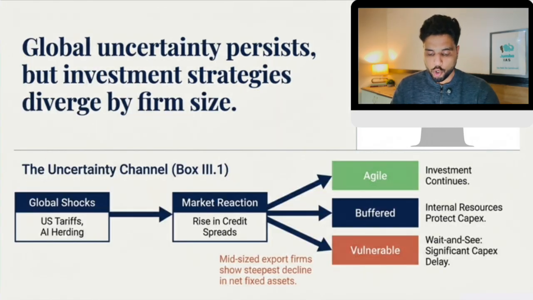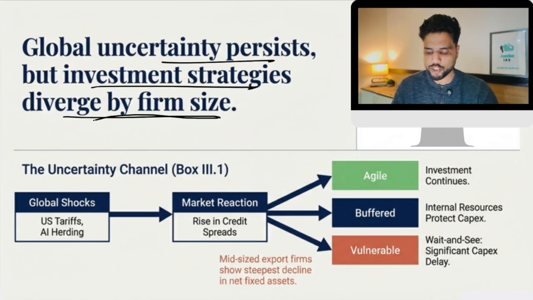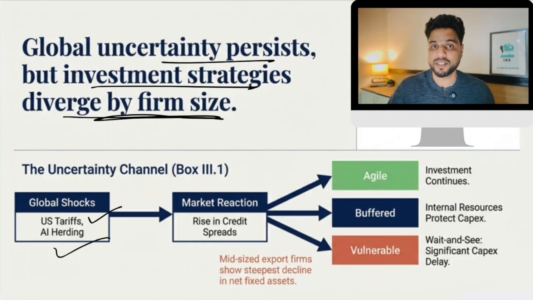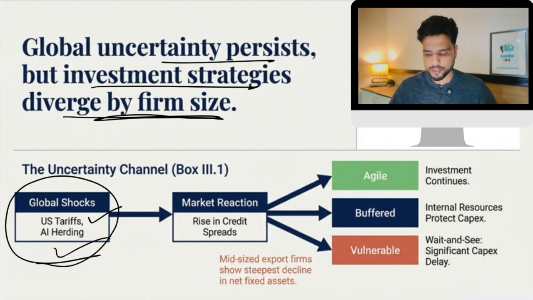Then, global uncertainty persists, but investment strategies diverge by firm size. Yes, there is global uncertainty. What are the global shocks? First of all, US tariffs, and then AI is booming and it is destroying many traditional businesses. It is creating a ruckus. So these are global shocks.